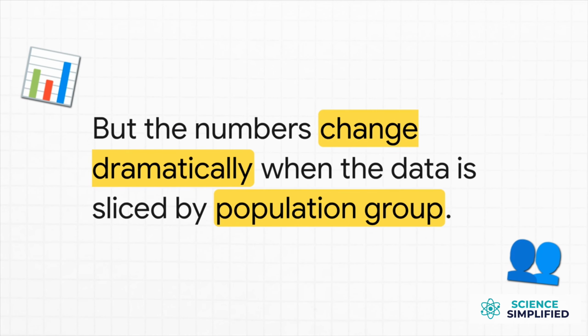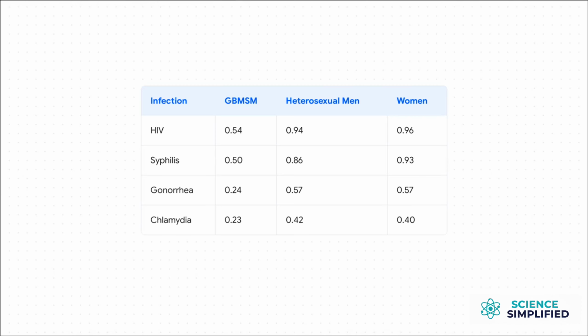But the real aha moment, the key to this whole thing, is what happens when you slice this data up by different population groups. The numbers don't just shift a little, they tell a completely different story. And the difference is just staggering. Look at the group of gay, bisexual, and other men who have sex with men, or GBMSM. The Gini scores are pretty low. Chlamydia and gonorrhea are down around 0.23 and 0.24. This means the risk is pretty widespread within that community.